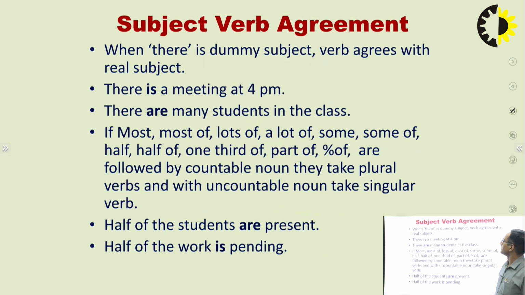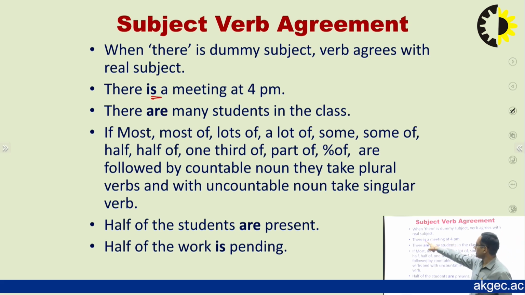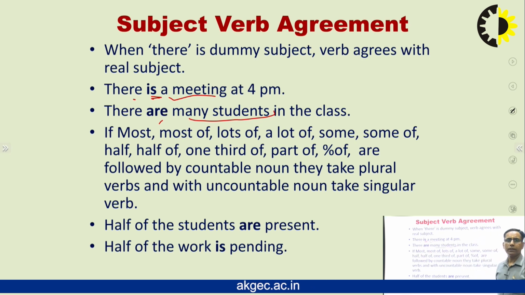After that, yes, when there is a dummy subject, the verb agrees with the real subject. Sometimes there is a dummy subject. It seems that it is a subject, it works as a subject, but it is not the real subject. For example, there is a meeting at 4. There is a meeting. So here the verb is decided by meeting, not by there. Same, there are many students. So many students decide the verb. There is not deciding. It is a dummy subject, right?